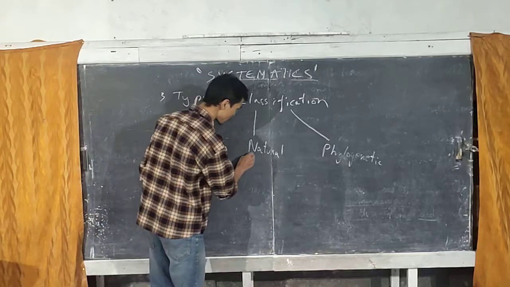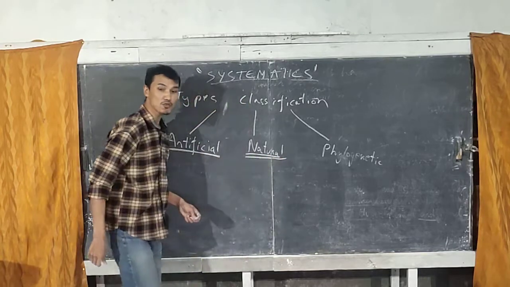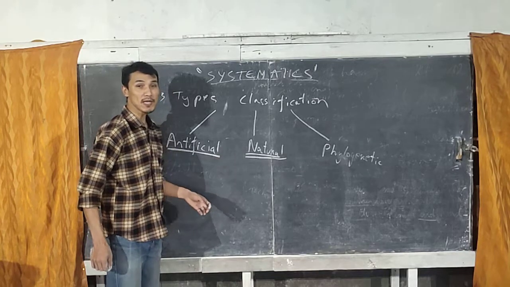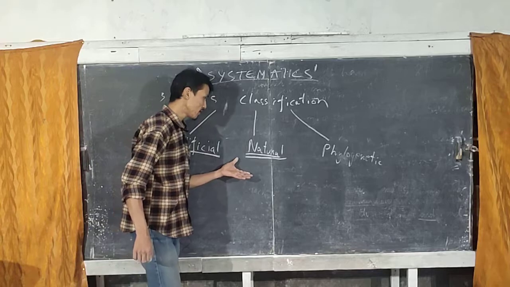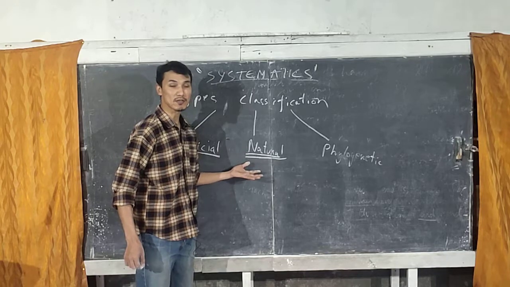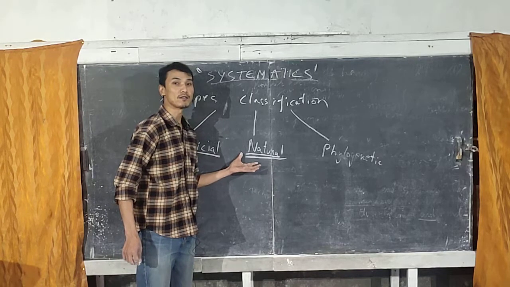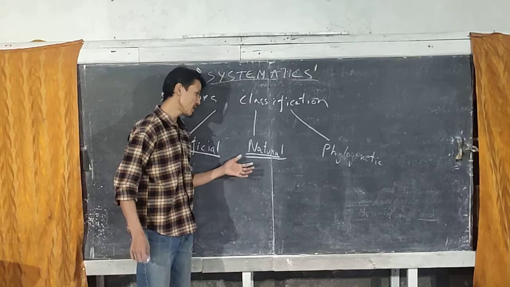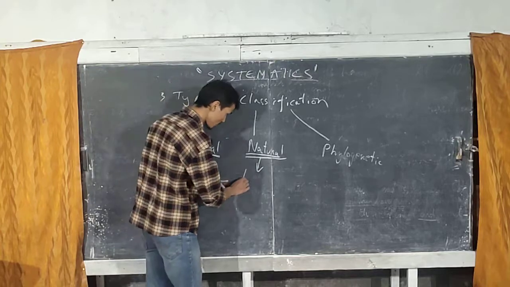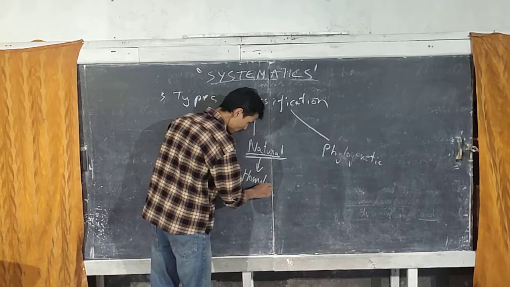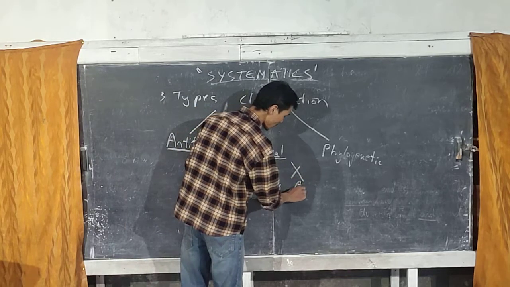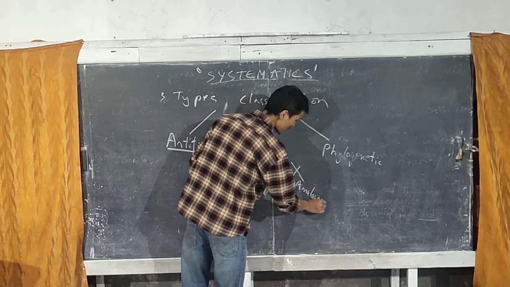Now the next type of classification is natural. By natural, what it means is we are following various observable characters. These may be external observable characters or internal observable characters, like tissue structure or anatomy. When we are talking about anatomy, in natural classification we take into account homologous organs, not analogous organs.